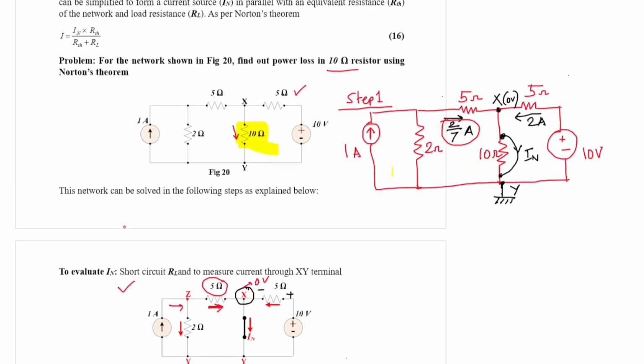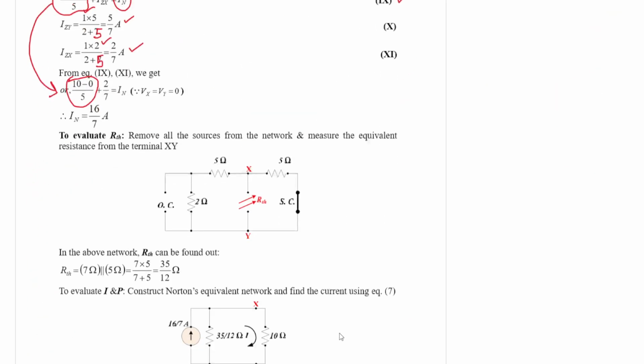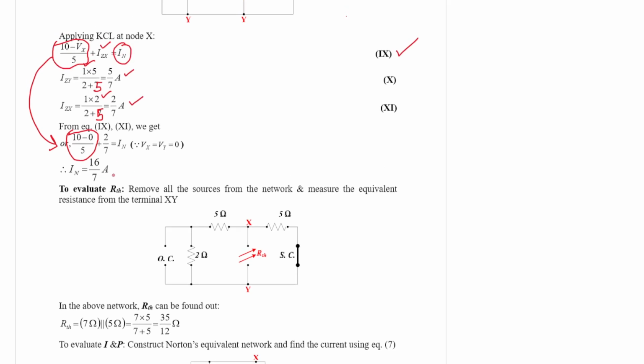So IN is nothing but 2 plus 2 by 7, which is equal to 16 by 7 ampere. That is your Norton current.